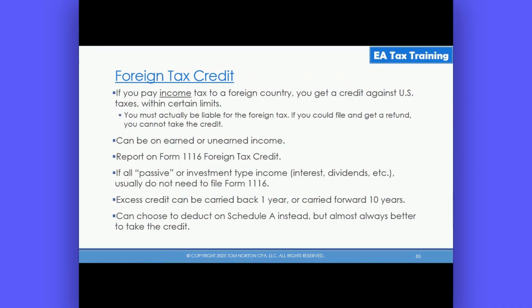And then finally is the foreign tax credit. We did talk about this in part 1, but just to recap again, if you pay income tax to a foreign country, you can get a credit against your U.S. taxes. It can be on either earned or unearned income. You report it on Form 1116. If it is all passive or investment type of income, you usually don't need to file the Form 1116. Any excess foreign tax credit can be carried back 1 year or carried forward 10 years, and you can choose to deduct it instead if you want. However, as we have said before, a credit is almost always going to be better than a deduction. So usually you are going to take the credit.